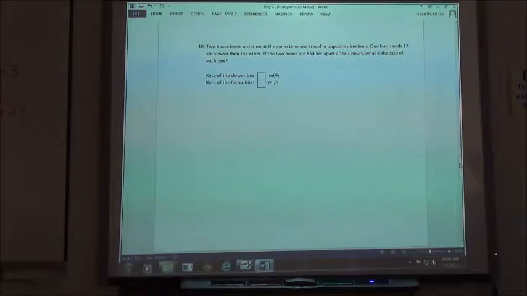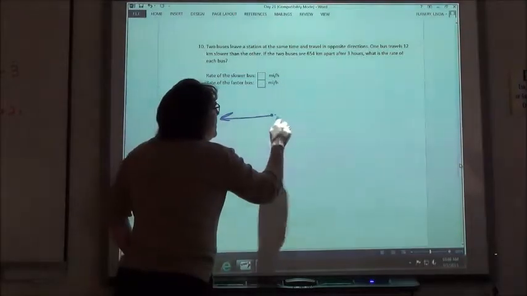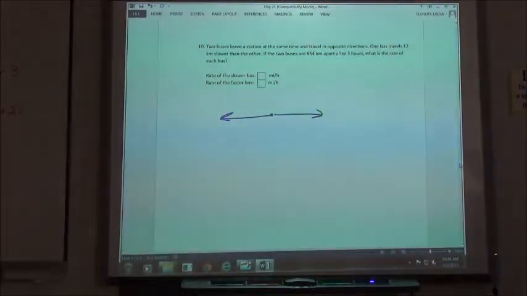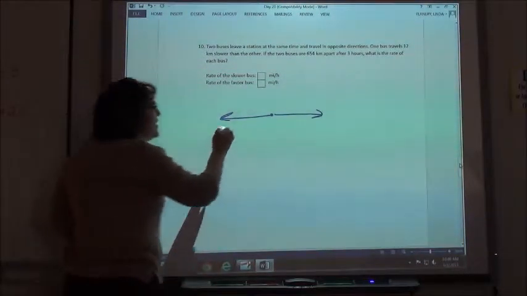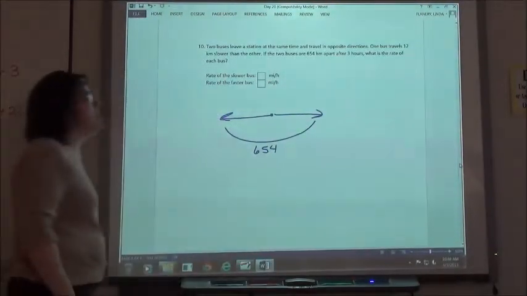Two buses leave the station at the same time and travel in opposite directions. So, one's going this way, one's going that way. One bus travels 12 kilometers slower than the other. If the two buses are 654 kilometers apart after 3 hours, what is the rate of each bus? So again, we know that they're 654 apart.